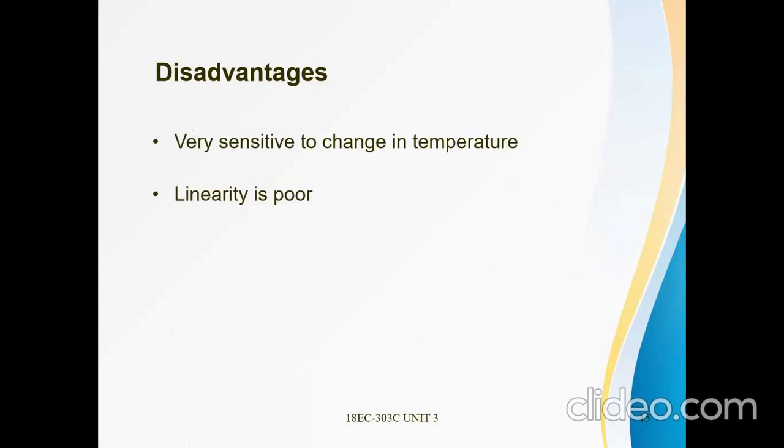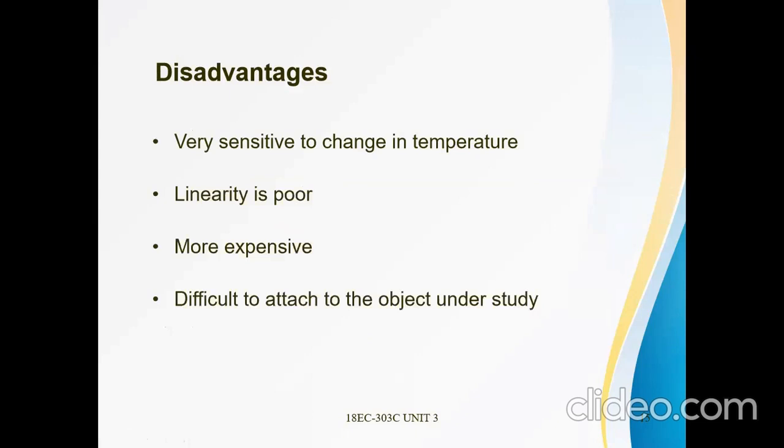What are the disadvantages of these semiconductor strain gauges? The main disadvantage is that it is very sensitive to change in temperature. Temperature variations are more in this semiconductor strain gauge. That is one of the major disadvantages. Linearity is poor and it is more expensive. It is very difficult to attach to the object under study. Whatever we need to measure, it is difficult to attach to those objects. These are the disadvantages of the semiconductor strain gauge.